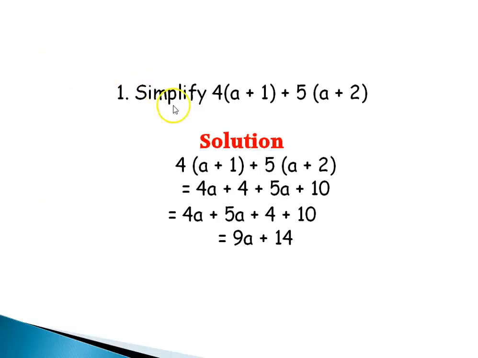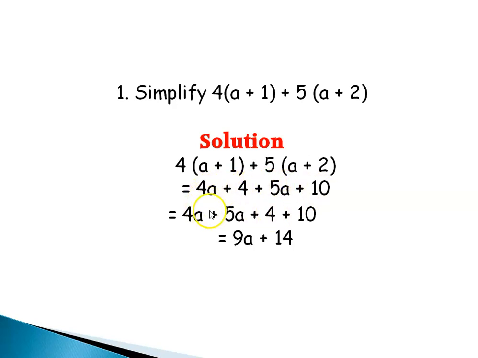Question 1. Simplify 4 bracket A plus 1 plus 5 bracket A plus 2. Alright, so we need to expand this. Open the brackets. 4 times A is 4A. 4 times 1 is plus 4. 5 times A, 5A. 5 times 2 is plus 10. And I'll collect the like terms, bring the A's to one part and bring the numbers to the other part.